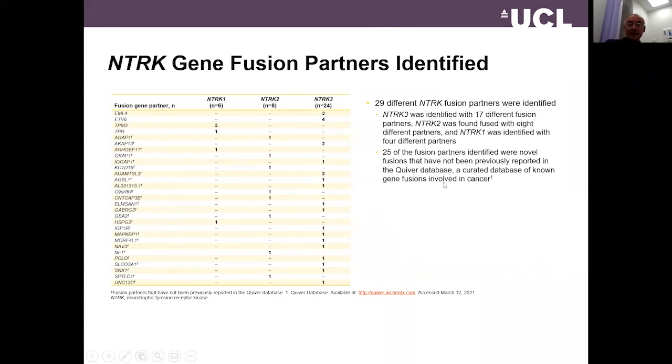And then this is of some interest. 29 different TRK fusion partners were identified. The highest frequency of any fusion partner was ETV6, 4 out of 38. So this replicates the picture we see in other fusion abnormalities in other cancers. The TRK fusion is extremely promiscuous and will fuse with virtually anything.